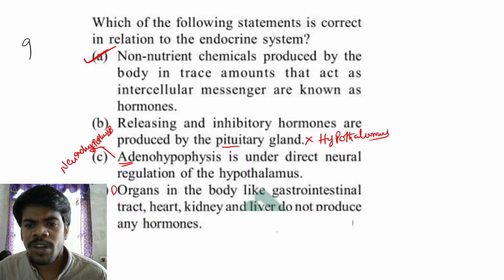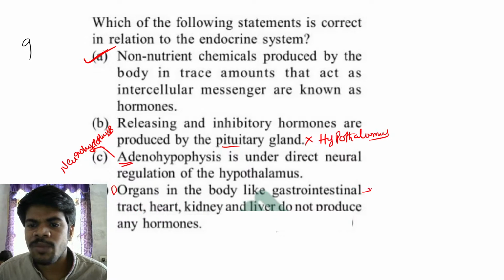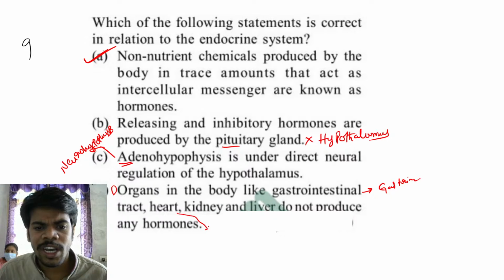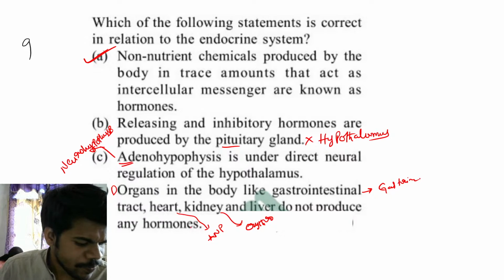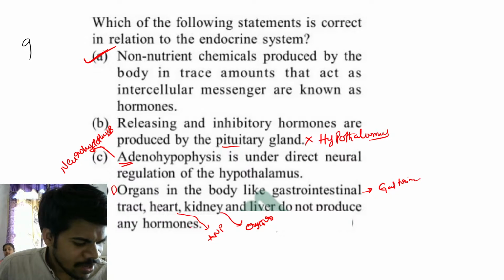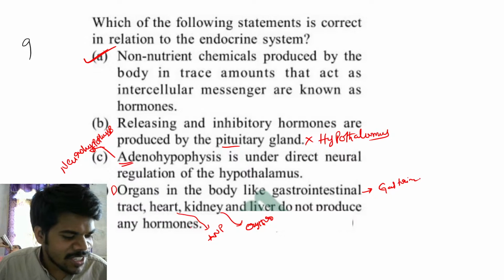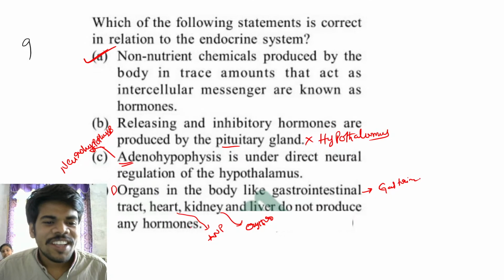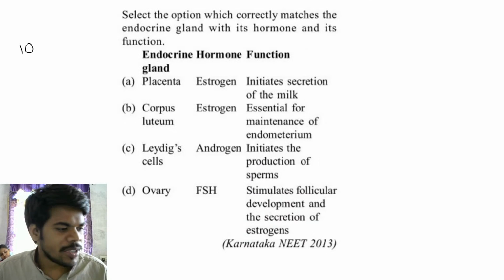Come to the organs of the body like the gastrointestinal tract. They also release some hormones like gastrin. The heart also releases a hormone known as what? ANP. The kidney releases a hormone. What is that? Erythropoietin. The liver also releases. Thank you, Safiuddin. Non-nutrient chemicals produced by the body in trace amounts that act as intercellular messengers are known as hormones. Excellent, Adiba. Very good. Come to the 10th question.